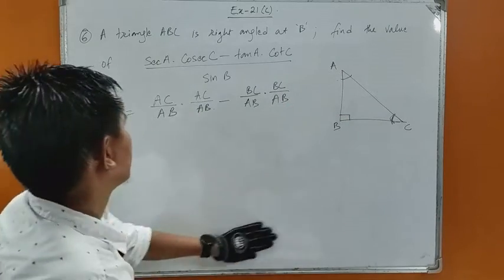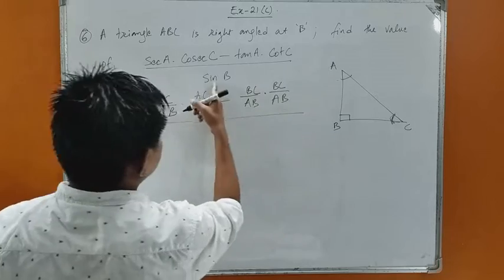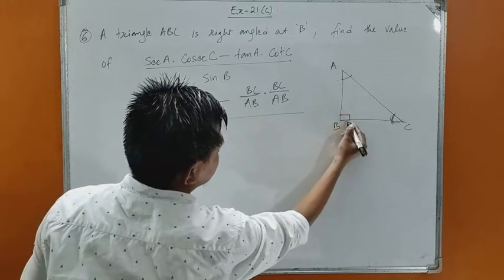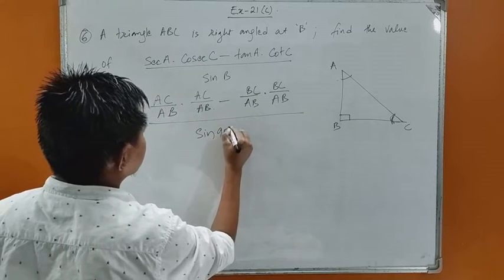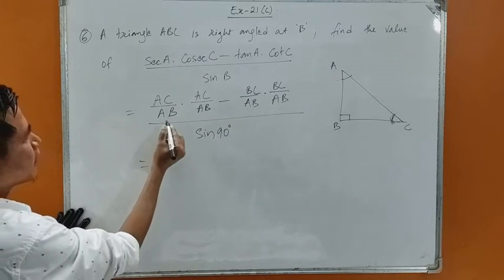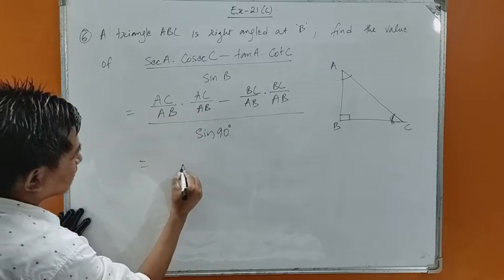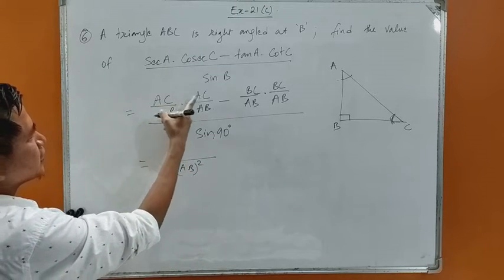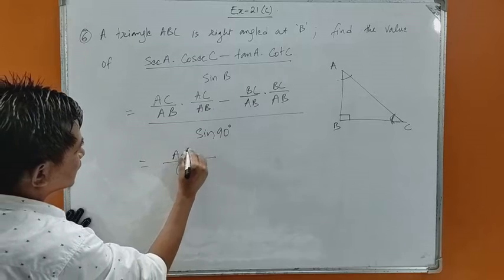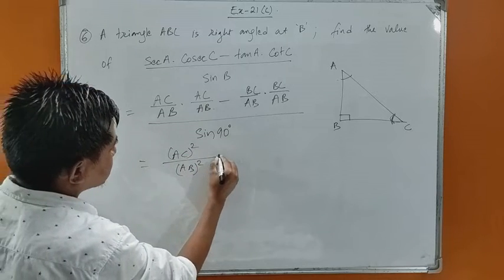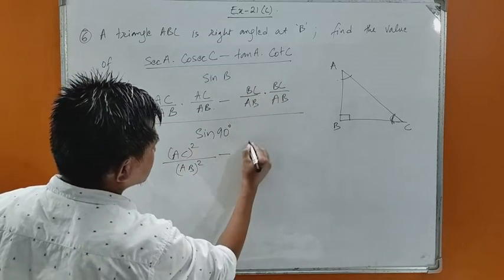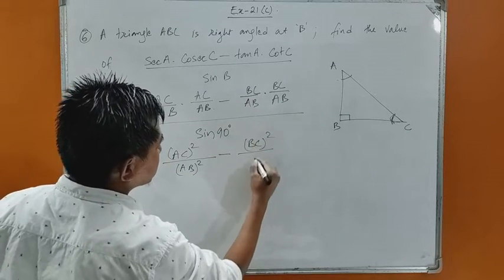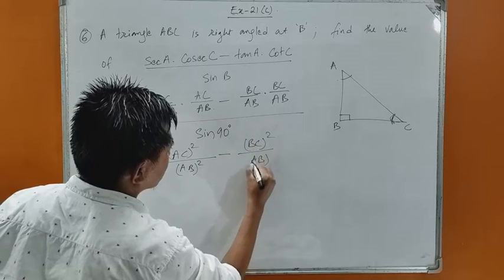Now in the denominator we have sin B. Angle B is 90 degrees, so sin 90. In the numerator we have AB into AB, AB square, and AC into AC, AC square, isn't it? Minus BC into BC is BC square, upon AB into AB is AB square.